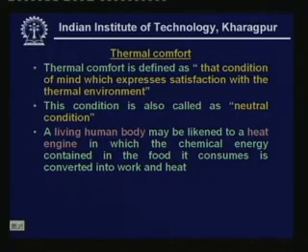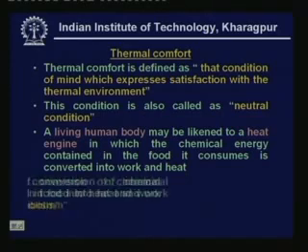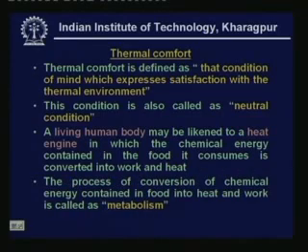A living human body may be likened to a heat engine in which the chemical energy contained in the food it consumes is converted into work and heat. Okay, so now I will explain the basis of thermal comfort. First, let us look at the human body. The process of conversion of chemical energy contained in food into heat and work is called metabolism.